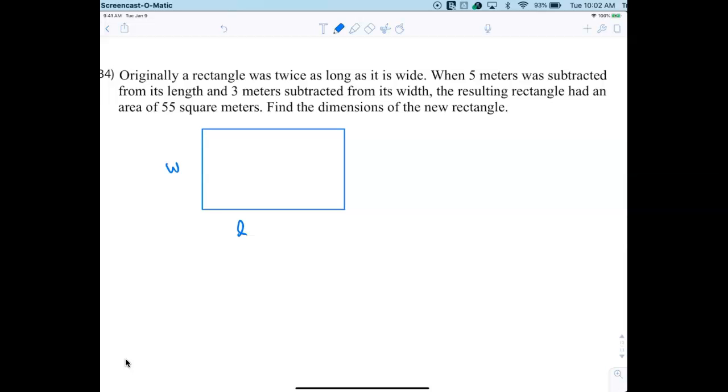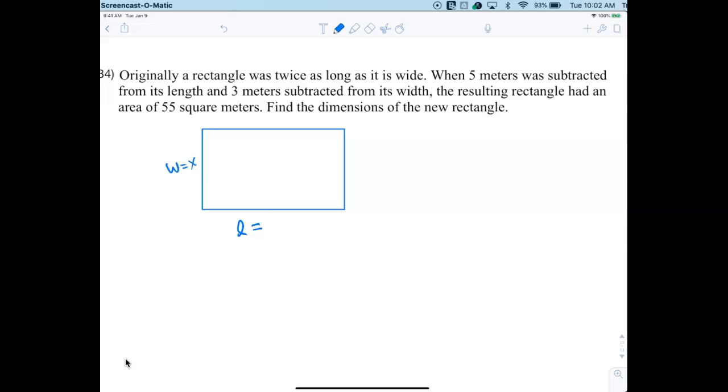Now, if I let the length be X, what's the width going to be? Oh, I'm sorry. If I let the width be X. Sorry, that was my mistake. If the width is X, then the length is what with relationship to X? Would it be 2x? Yeah, it would be 2x, right?